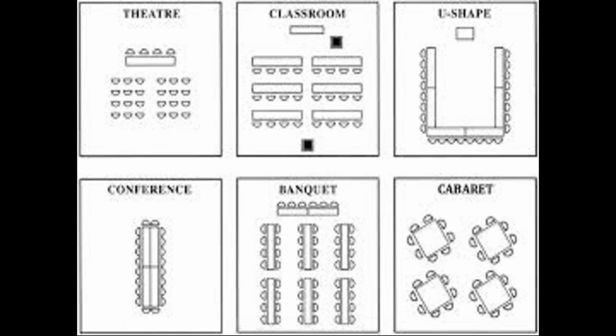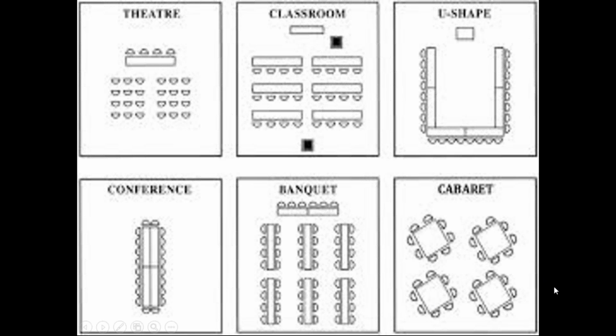Doesn't work that well. I like the conference setting over in the bottom left-hand corner because that's where everyone's sitting around a table discussing something. That's usually the common one we use. The banquet style is a fairly formal style, but it does allow in-group discussion. So you can have 6 discussions going at once with that banquet style, and the cabaret style, the same sort of thing.